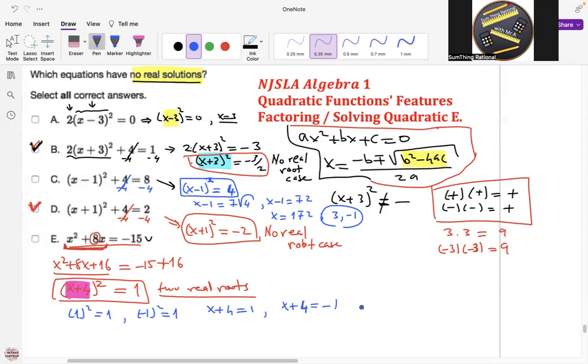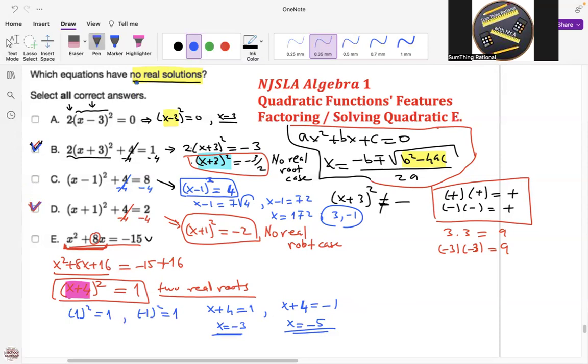You don't need to solve very complicated solutions, okay? So sometimes you may have a mindful general approach. x plus 4 is 1, so x is equal to negative 3, okay? x plus 4 is negative 1, x is equal to negative 5. So you can solve it like this. So I will not opt this as well. So I opt only what? B and D for this question.